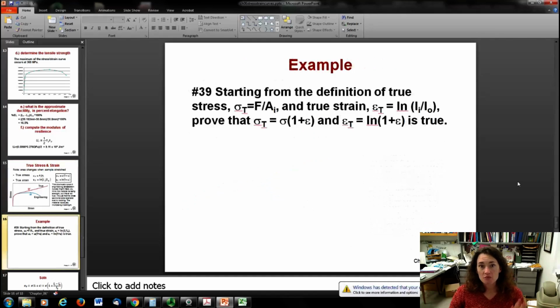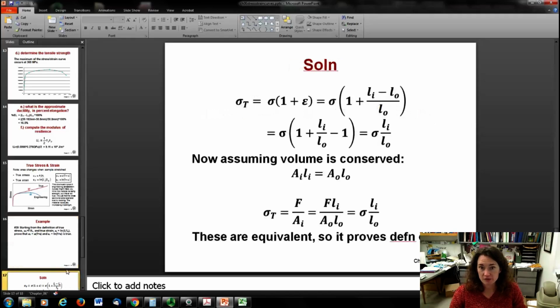So, prove it, right? Starting from the definition of true stress, the force divided by the true area at whatever time you're at, and the true strain, the natural log of Li over L naught, prove that those formulas I showed on the previous slide hold: sigma true is equal to sigma times 1 plus epsilon, and epsilon true is the natural log of 1 plus epsilon. Prove that it's true. Okay, so here's my proof.